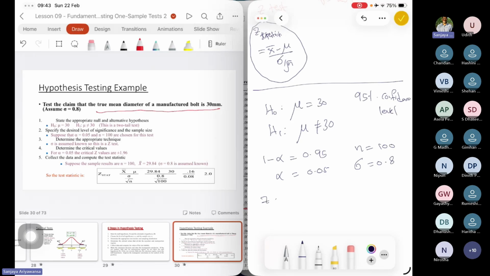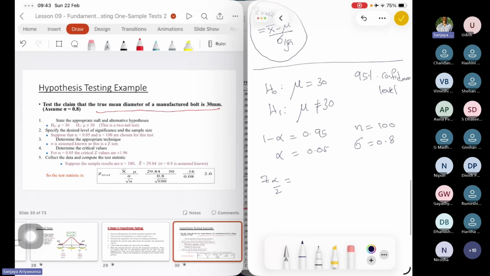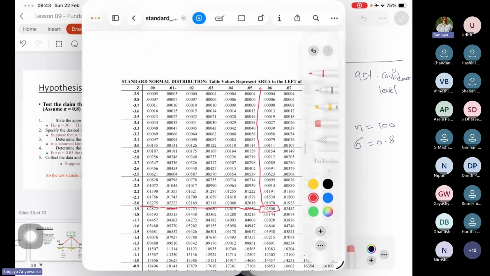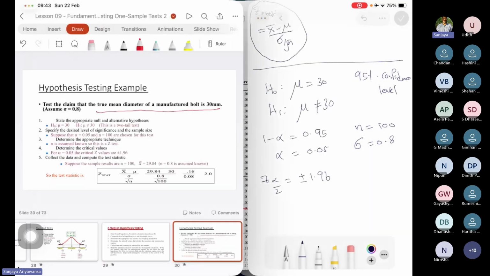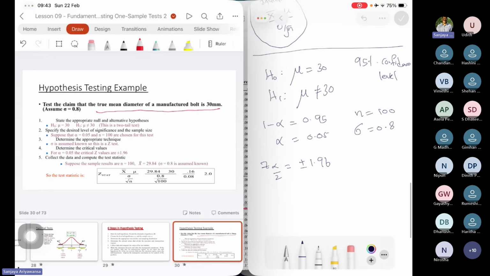So therefore the value of Z alpha over 2, because we are looking at a two-tailed test, right? Why are we looking at a two-tailed test? I'll come to that a little later. So here we simply know it's plus or minus 1.96. If you want, you can go to the table and also check it, which we did before, 0.025. It's plus or minus 1.96, right?